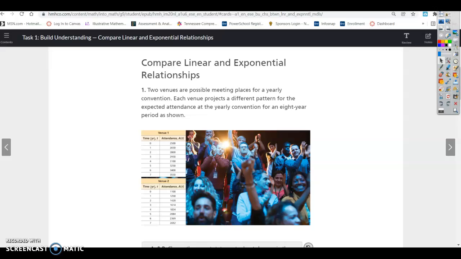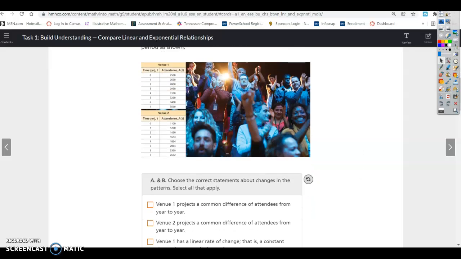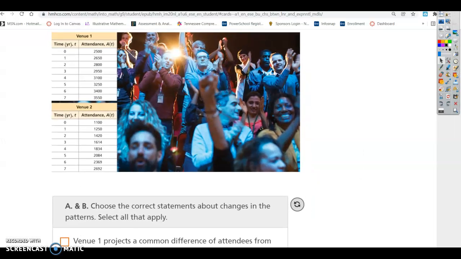Two venues are possible meeting places for a yearly convention. Each venue projects a different pattern for the expected attendance at the yearly convention for an 8-year period as shown. Alright, so you can see venue 1 has time from 0 to 7 years and it has attendance 2,500 up to 3,550. Venue 2 goes from 0 to 7 years and starts at 1,100 attendees and goes up to 2,692.